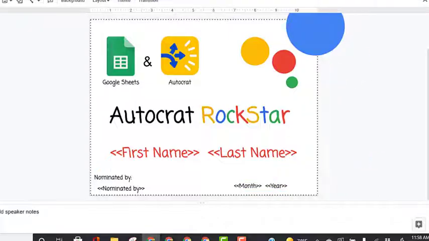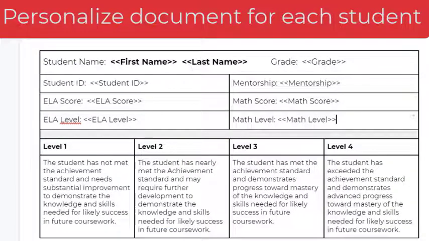Same thing for a document. So if you look, here is a document. I want all this data to print out on this document so you can see all the different merge tags that I have here for student ID, their ELA score, their ELA level. So anywhere I want something to appear from the spreadsheet, I would put the merge tag.